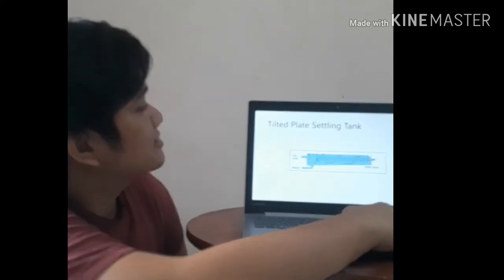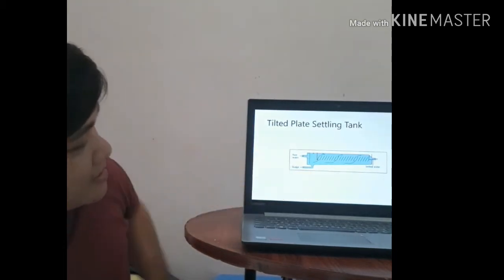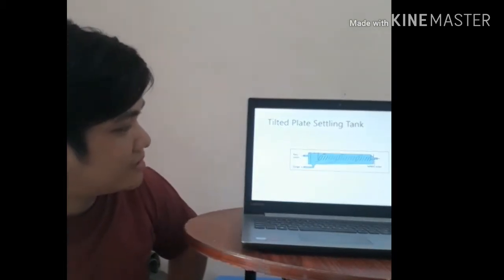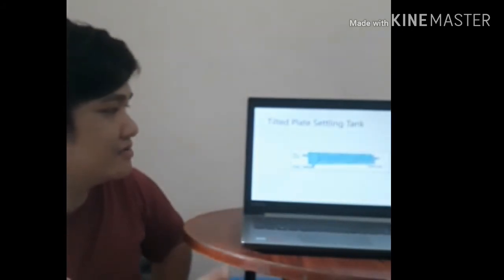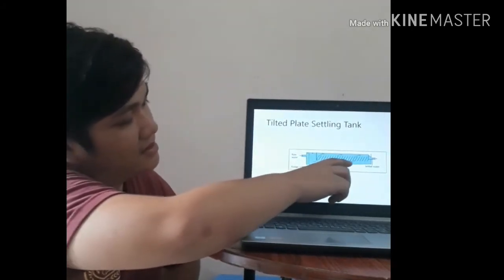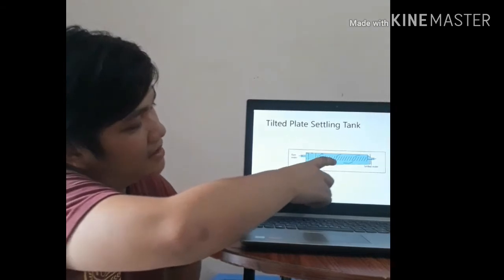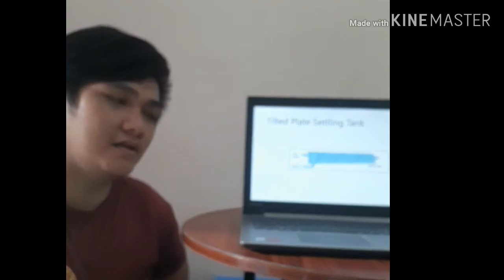The next is the filtered plate settling tank. The filtered plate settling tank is like the previous one. It has a bar screen that only points up, then it will be cleaned with jet water. It has more sludge zones, where the sludges will be settled here in the bar screen, and others are settled down here, then it will be collected by the sludge, and that will be outside.